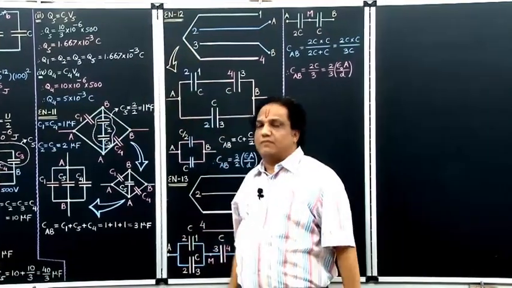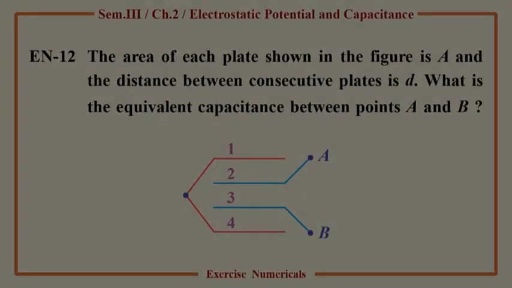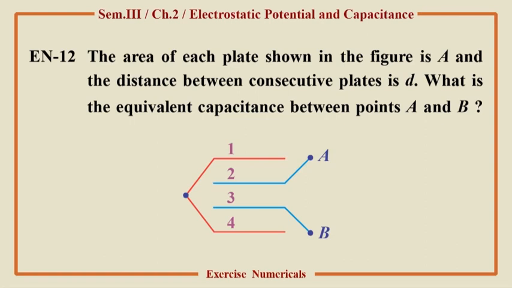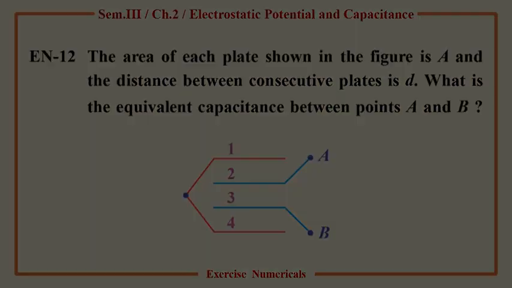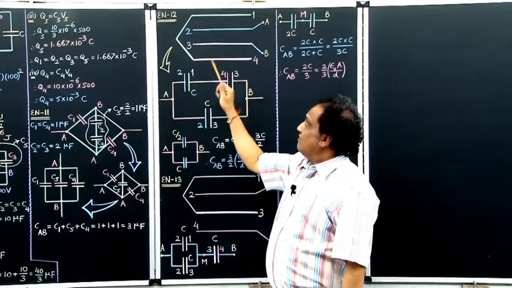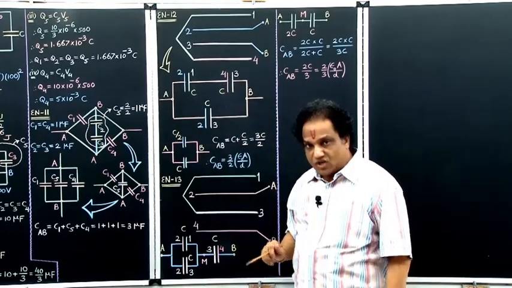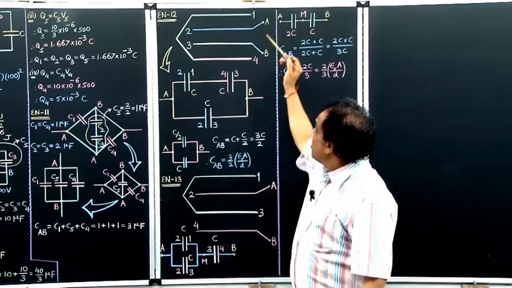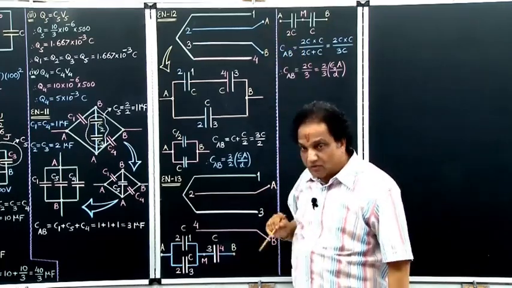Kindly read the statement of sum number 12. Read it. Look. For the present arrangement of 4 parallel plates, what is the equivalent capacitance between points A and B? That is what we have to find out.